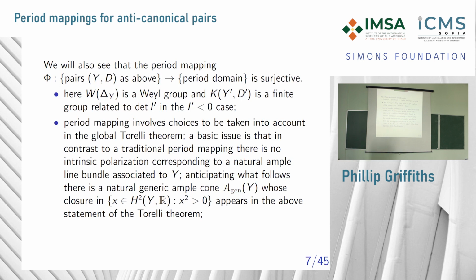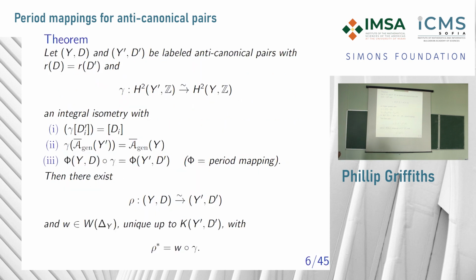So the period mapping, as you saw from the statement, involves choices. The reason for these choices is that there is no canonical polarization in the picture. All right, you have a rational surface, it has an ample cone, closure of the ample cone, things like that, but there's no distinguished ample divisor. So you need some data to replace the role of the ample divisor, and that's what this will play here. Okay?